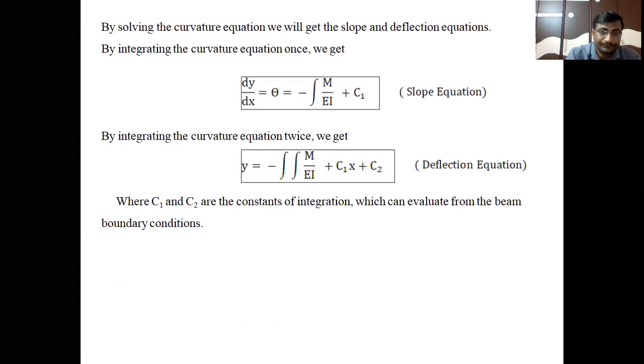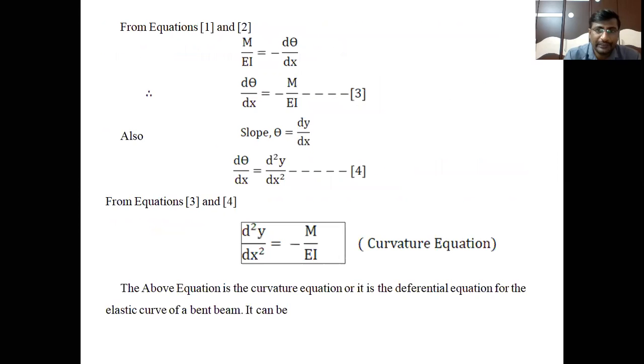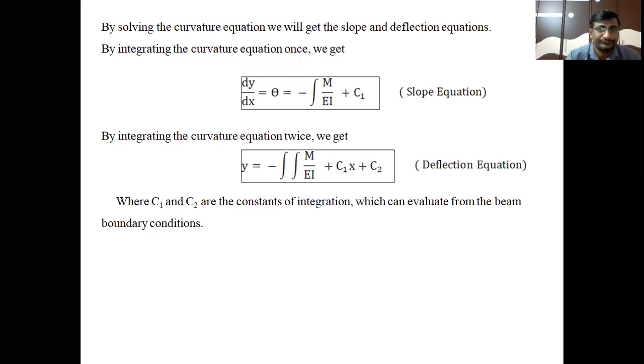It can be solved by solving the curvature equation. If we solve it, solving means integration of this differential equation. By solving the curvature equation, we will get the slope and deflection equations. If we solve this curvature equation two times, we can get the slope and deflection. In this chapter, mainly we are going to find the slope and deflection of a curved beam. So mainly we are concentrating on slope and deflection.